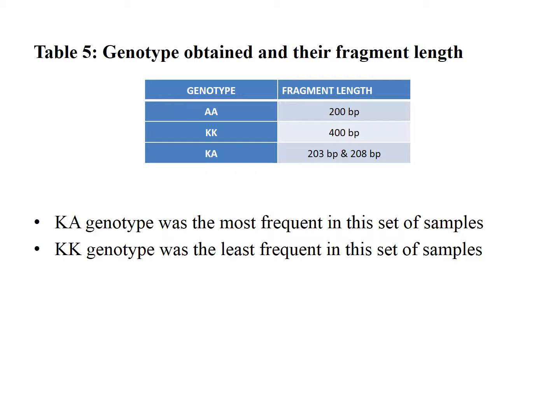Table 5 consists of the values obtained for the genotypes from the fragment lengths. KA is the genotype that is most frequent in the set of samples, and the KK genotype represents the least frequent in this observation.